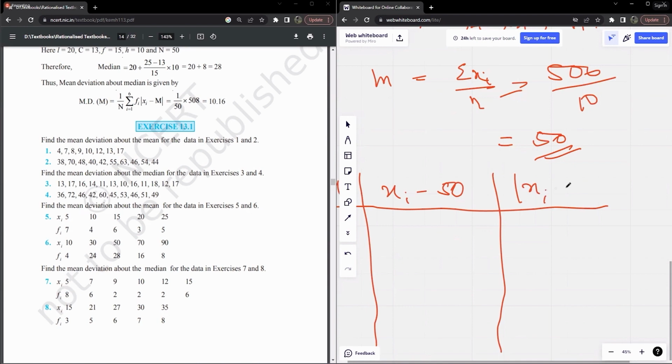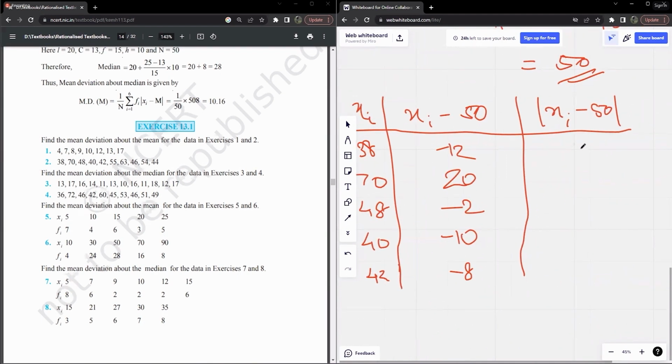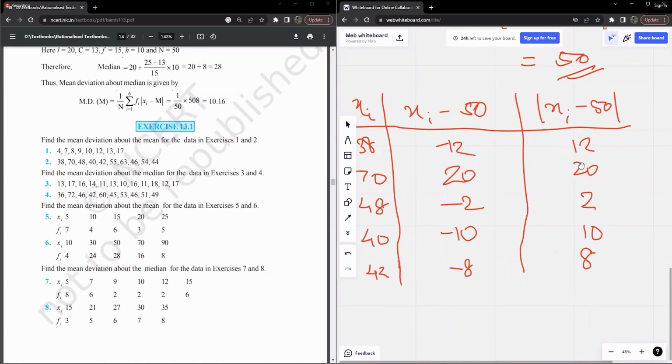And this is modulus xi minus 50. So now we have 38, 70, then 48, then 40, then 42 as the first five numbers. And 38 minus 50 is basically minus 12, 70 minus 50 is 20, 48 minus 50 is minus 2, 40 minus 50 is minus 10, and 42 minus 50 is minus 8. Taking the absolute values, this basically becomes 12, 20, 2, 10, 8.